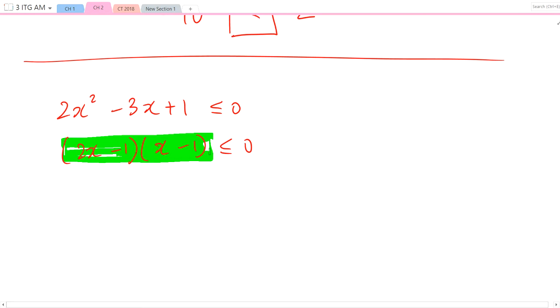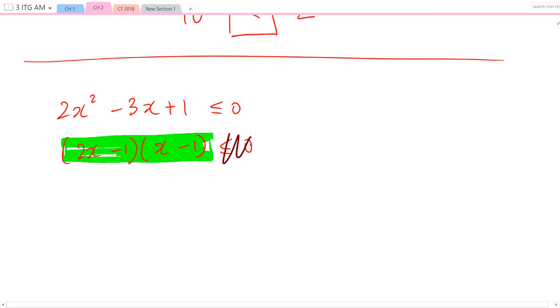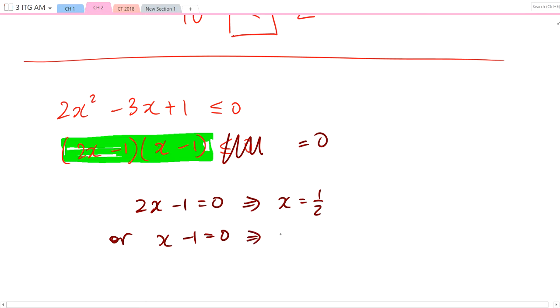Do you know what to do if I change the question from inequality to become equal to 0? Do you know what to do? Yes. What do we do? 2x minus 1 equals 0, therefore x equals a half. Or x minus 1 equals 0, therefore x equals 1, right? Yes. If I want a sketch of the graph, what will it look like?